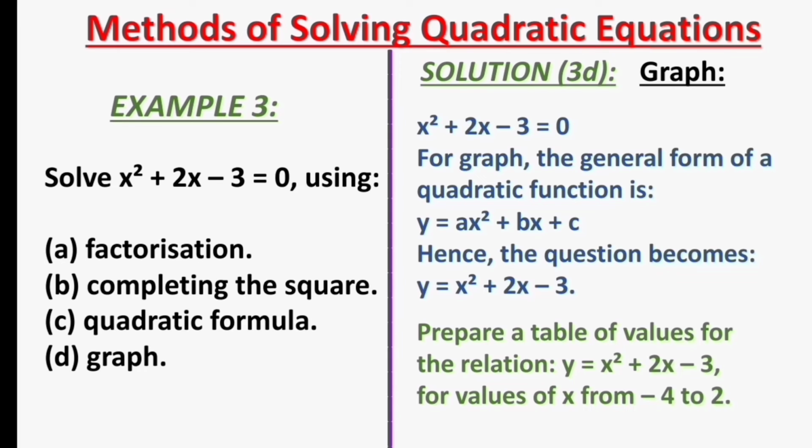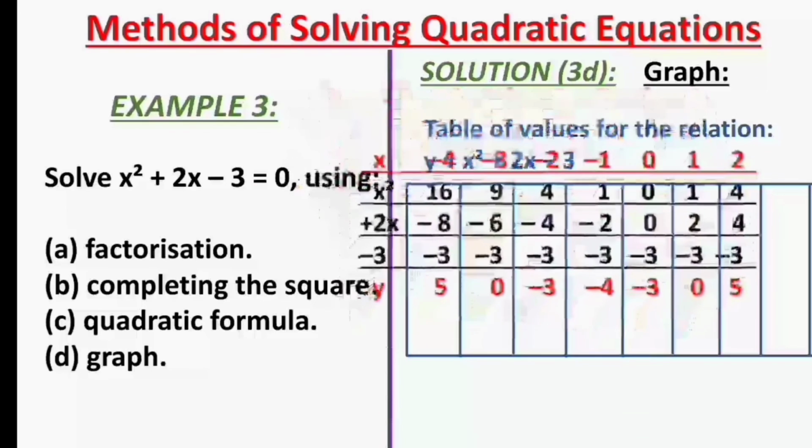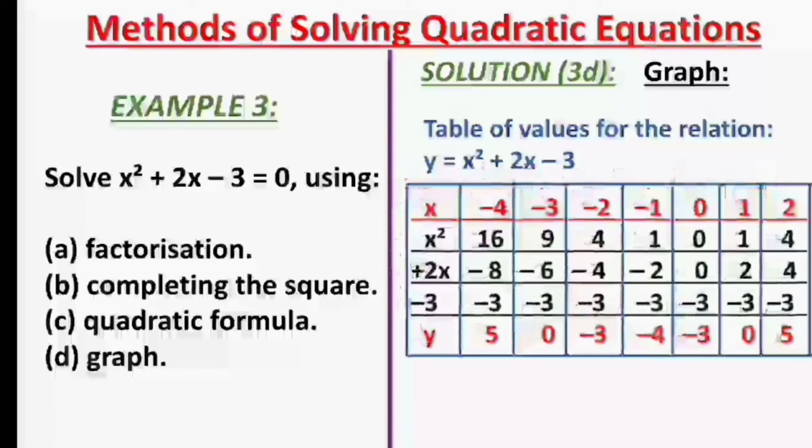Next, we are going to prepare a table of values for the relation y is equal to x squared plus 2x minus 3. We are going to use values of x from minus 4 to 2. Can you do this? Let's see if you can. Here is the table of values for the relation y is equal to x squared plus 2x minus 3. Here we have values of x from minus 4 to 2. That means minus 4, minus 3, minus 2, minus 1, 0, 1 and 2.